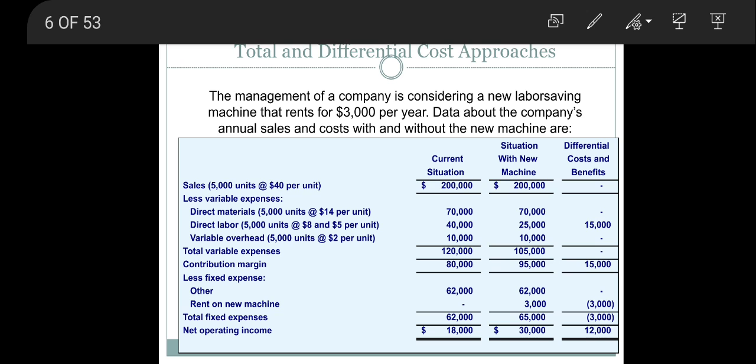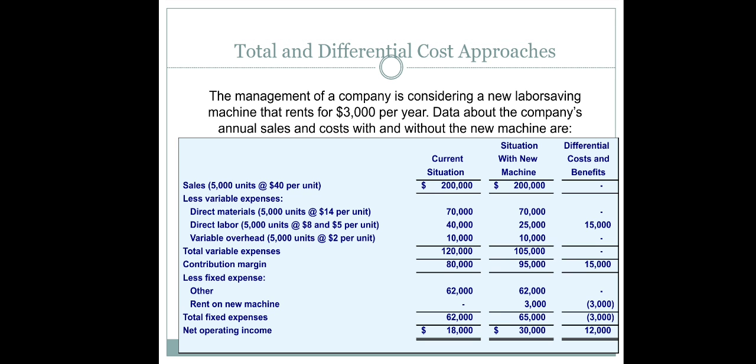Okay, so this is an example. Let's see. This is a simple example about how to make a decision. The management of a company is considering a new labor-saving machine that rents for $3,000 per year. Data about the company's annual sales and costs with and without the new machine follows.